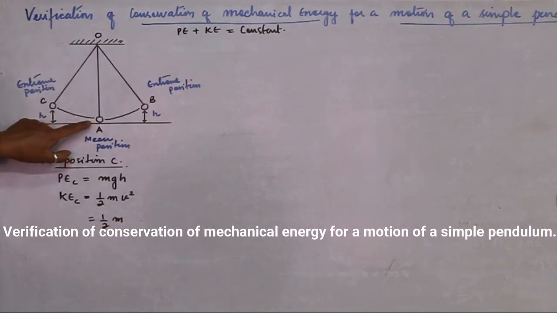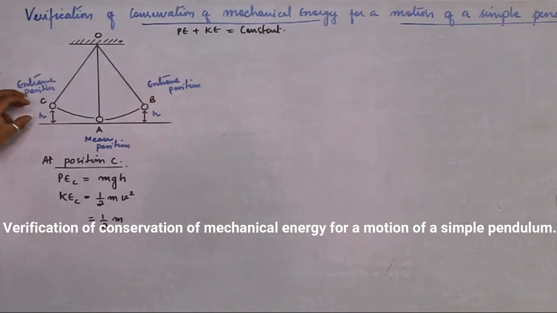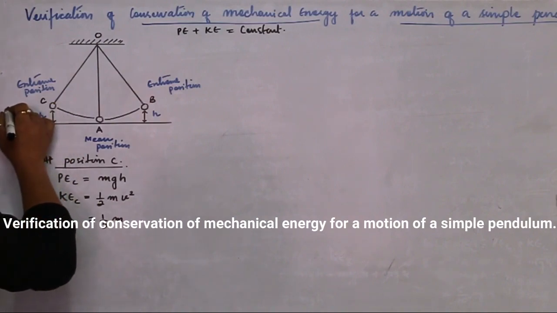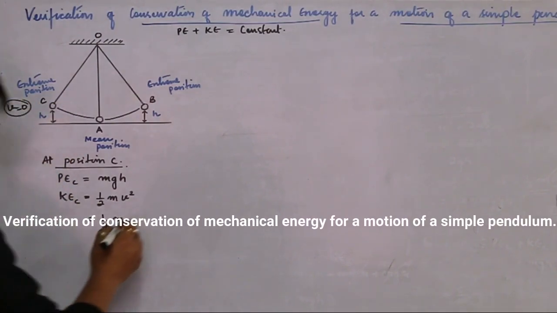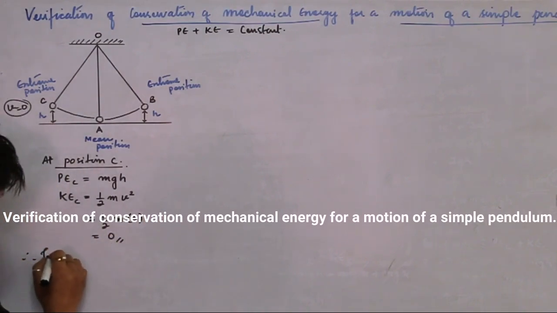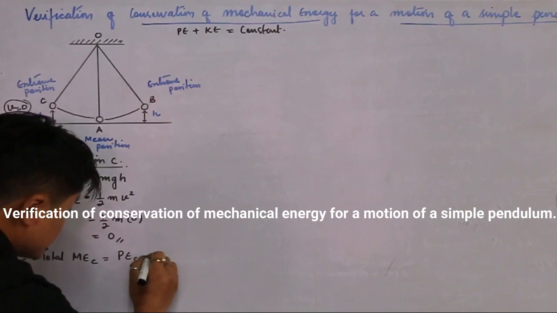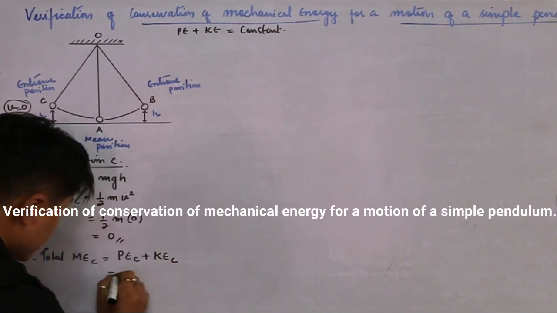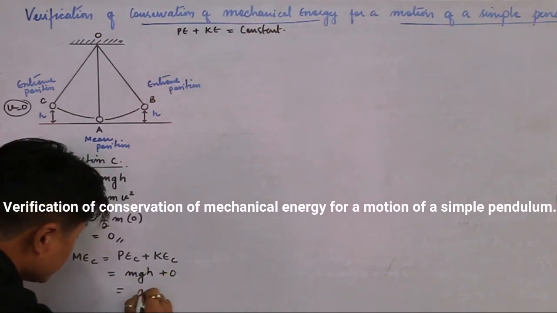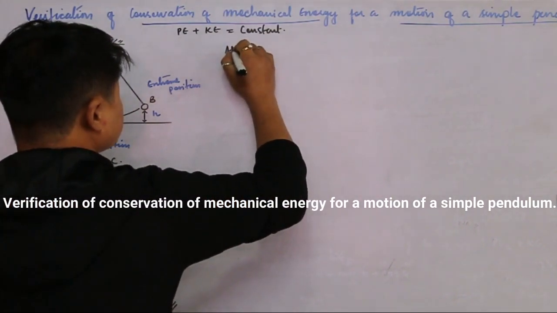When it reaches position C, the extreme position, the bob will stop for a moment. When it stops, the bob will be at rest. When it is at rest, its velocity will be 0. At this position, v is equal to 0. So when the velocity is 0, kinetic energy will be 0. Therefore, total mechanical energy at C is equal to potential energy at C plus kinetic energy at C, which is mgh plus 0 is equal to mgh. Clear?